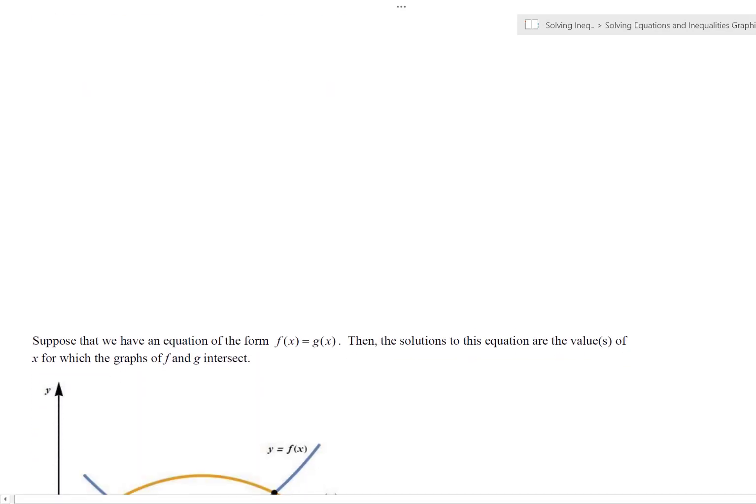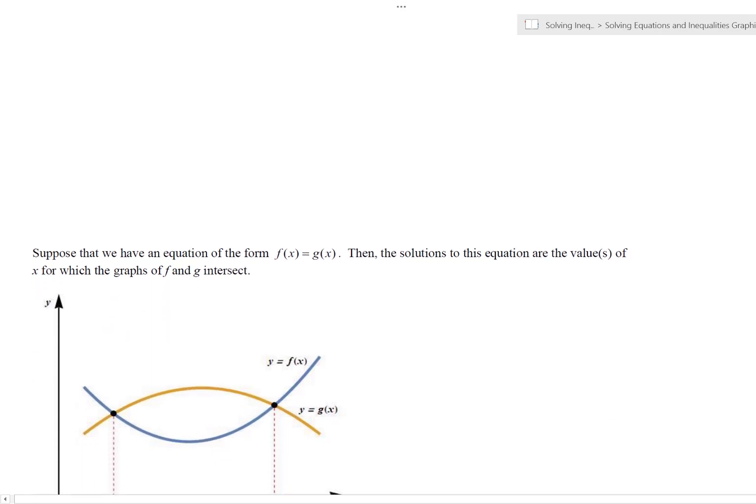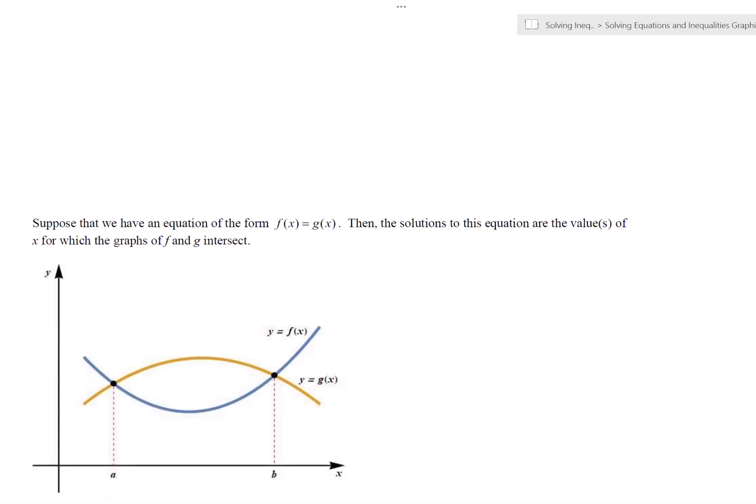First thing, let's just get a setup here. Let's suppose that we have an equation of the form some function f of x equals some other function g of x. Well, we could graph each of these functions, as we can see in the diagram that's provided. In the blue, that's the graph of f of x. And in the yellow, orangish looking color, the graph of g of x.